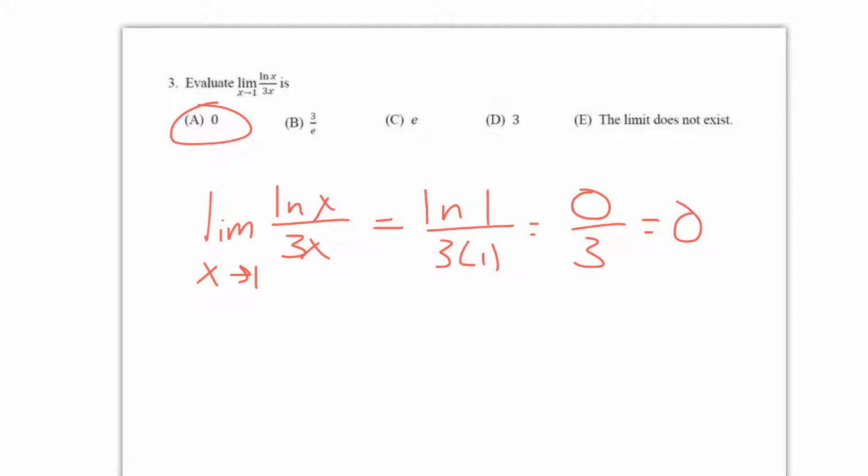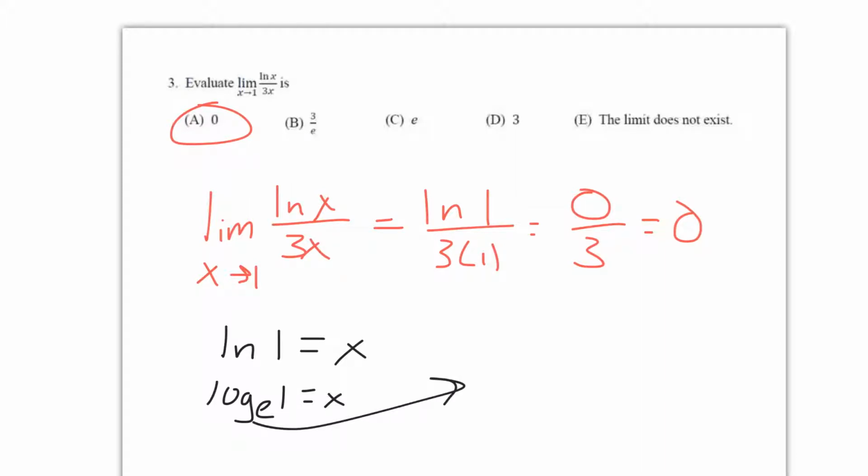Let me explain why natural log of 1 is 0. Let's say that we just had natural log of 1 equal to some number x. We didn't know what that number was. Well, natural log of 1 is the same as saying log base e of 1 equals x. That's logarithmic form. If we write that in exponential form over yonder, that would be e to the x equals 1. Well, any number to the 0 power is 1, so here x has to be 0.